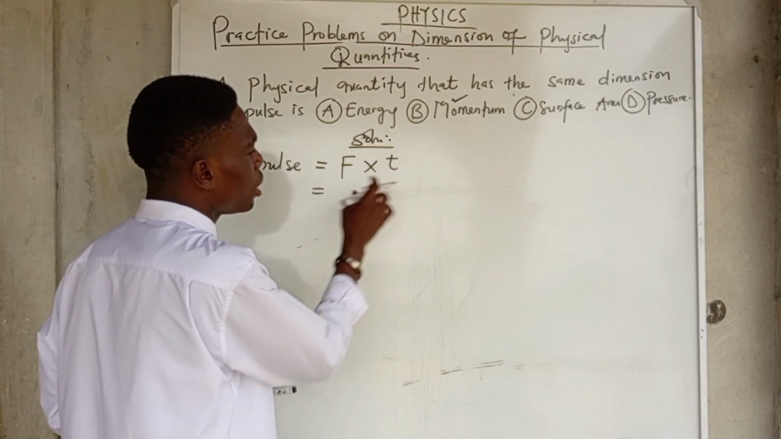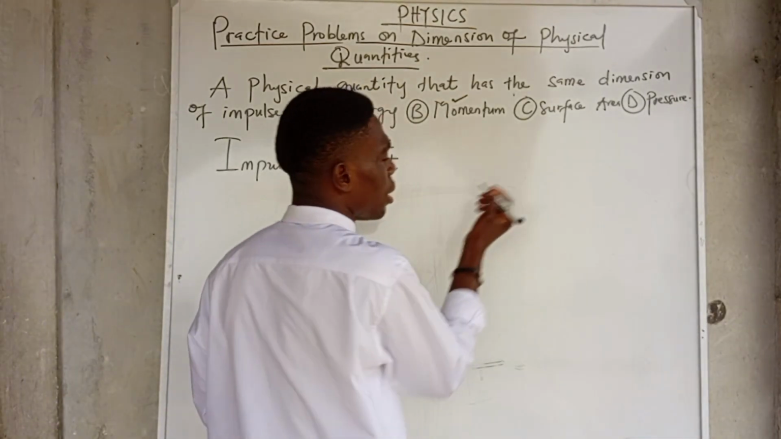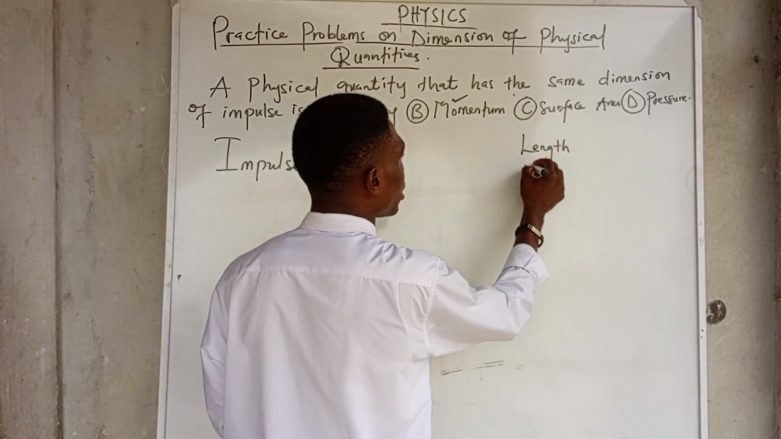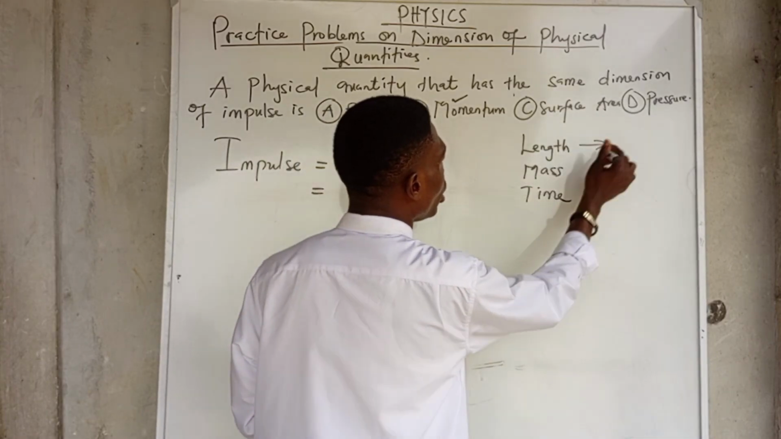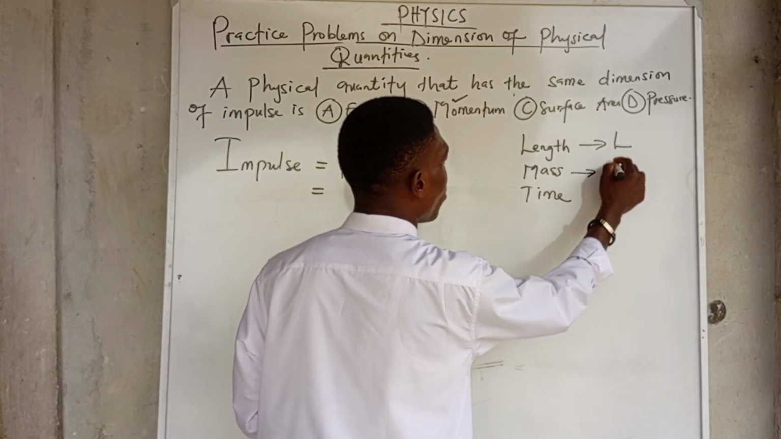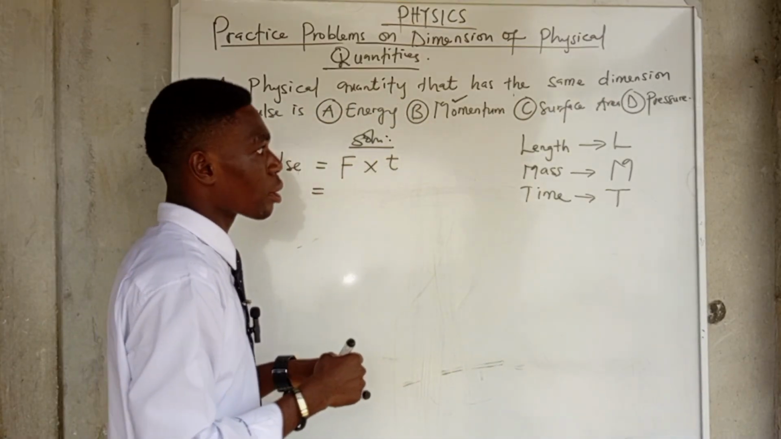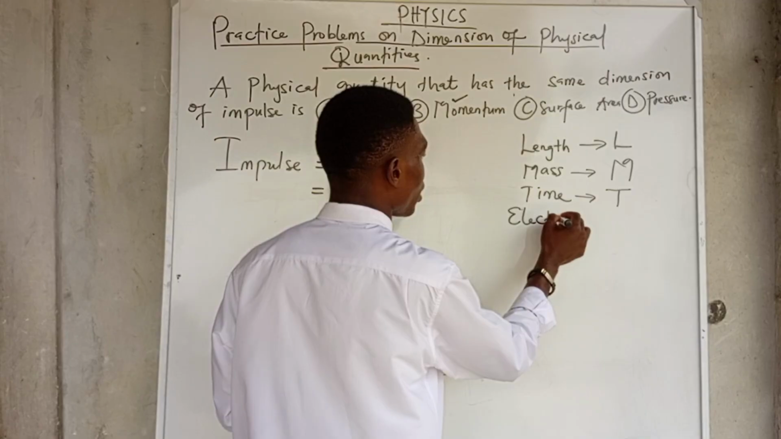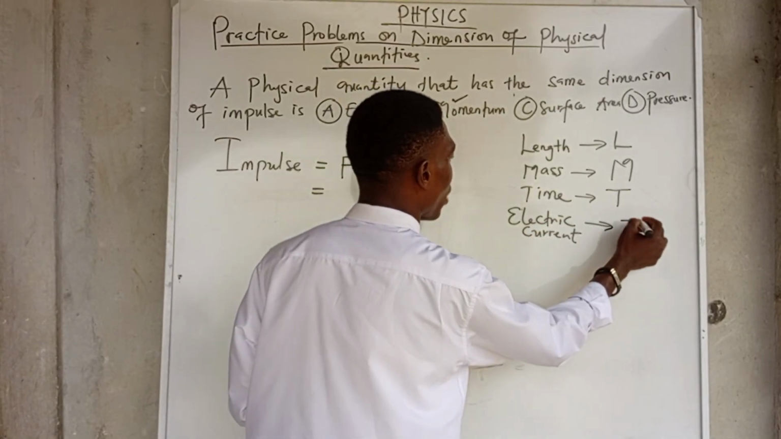The dimension of T is capital letter T because it's time. Remember, we had said that the fundamental quantities, the basic ones, are length, mass, and time. In dimension, we denote length as capital letter L, mass as capital letter M, and time as capital letter T. I would like to add to the list that electric current, we denote it as capital letter I.